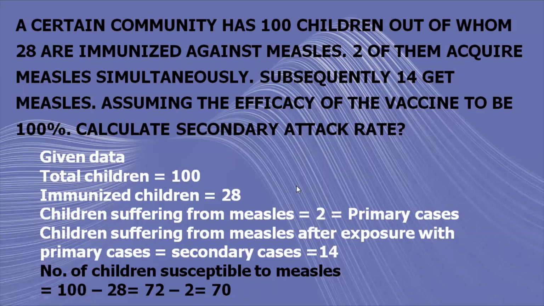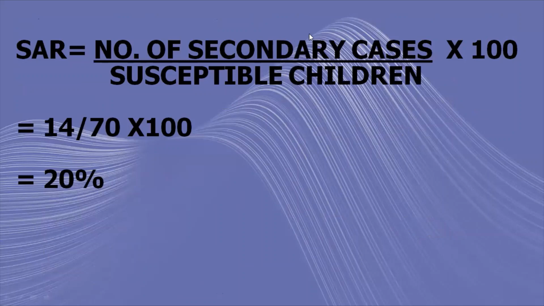So the formula for calculation of secondary attack rate is number of secondary cases, primary cases are not included here, divided by susceptible children, which are 70. So put the values 14 by 70 into 100, so it is 20%. Secondary attack rate is always calculated in percentage. You need to multiply with 100 and the answer will be in percentage. So this is the example of secondary attack rate.